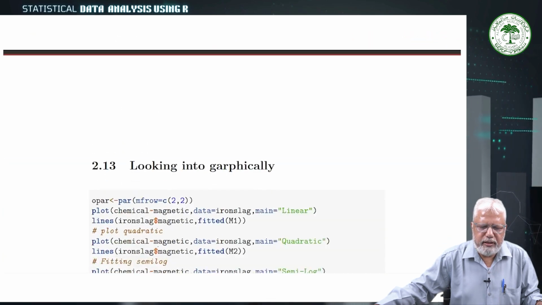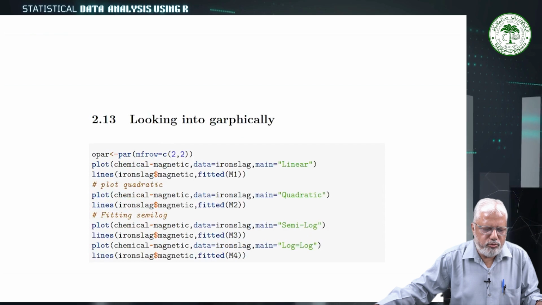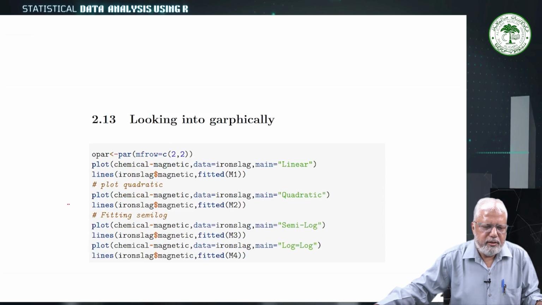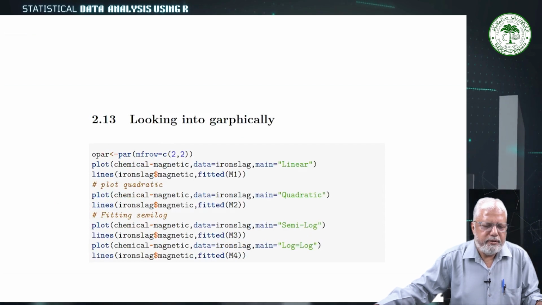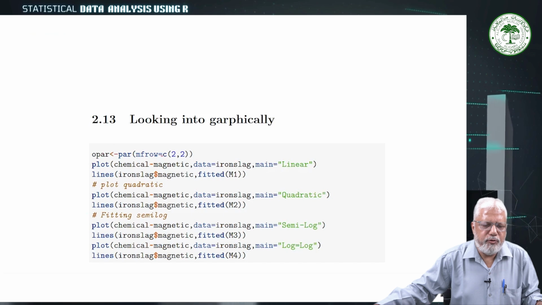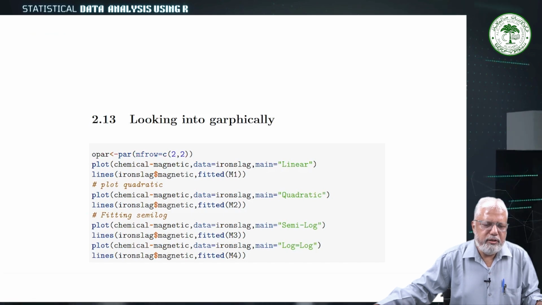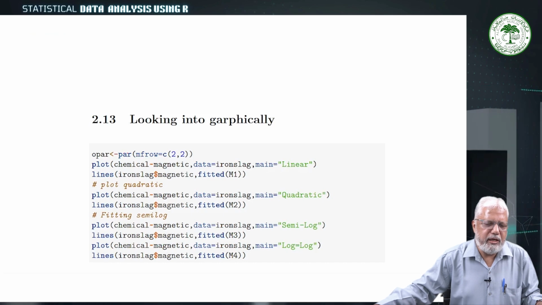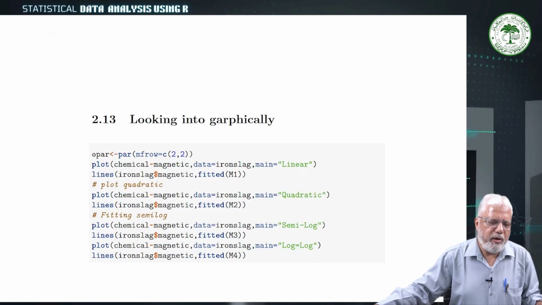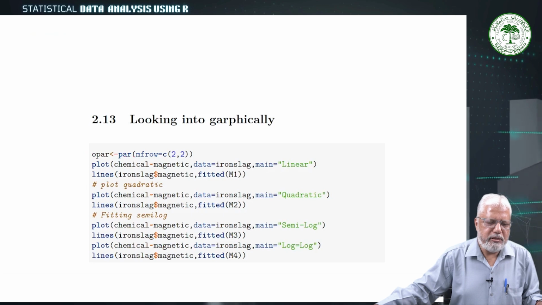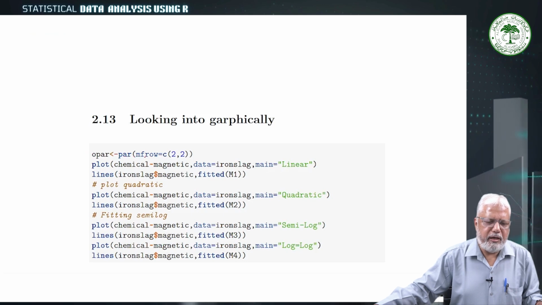Looking into it graphically, see what we are doing. See, op <- par(mfrow = c(2,2)). Actually, there are two functions. Par means graphic parameter setting. And what is a graphic parameter?